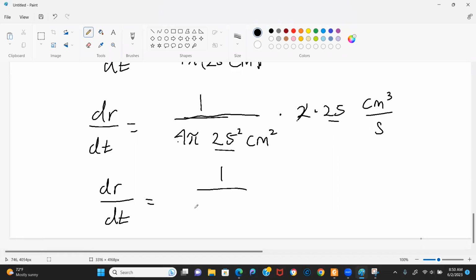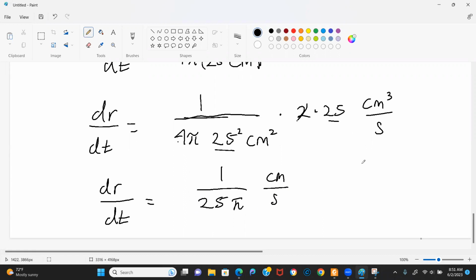Actually, I'm looking at the book and I must have done something not quite right. Why isn't it 50? No, this is all right. I guess it just reduces to 1/25 pi centimeters per second. Why is that?